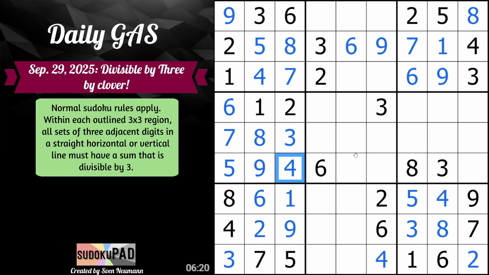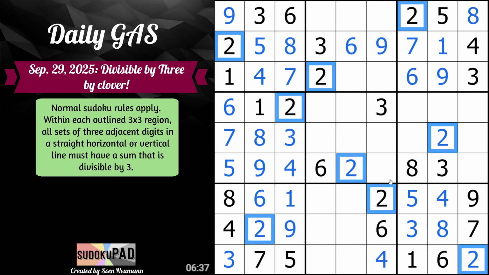Then, with that, telling me that nothing resolves here. 4, 4, 9. All right. Well, then something here is forced to resolve too. Here we go. 2 and 2. So we get all of our 2's.